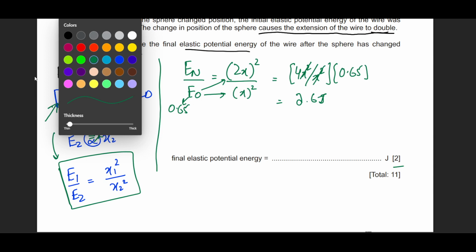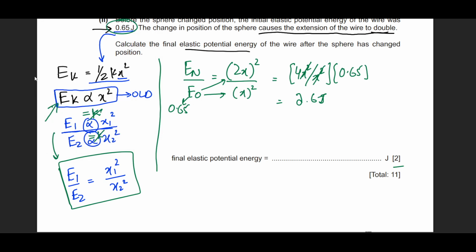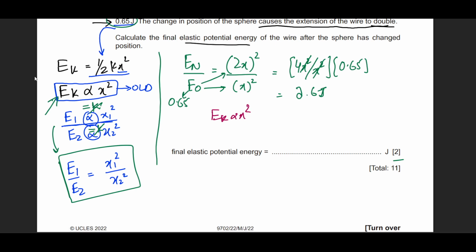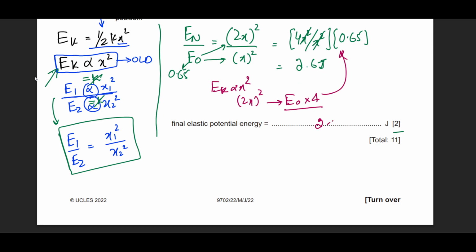A student could have approached it with the ratio method, or at least a logical explanation, that since the elastic potential energy is proportional to the square of the extension, if the extension has doubled, the elastic potential energy would have become 4 times. They could have done the process this way as well, and that would have been acceptable. Okay, so the answer is 2.6. I've explained the maths of it, and I've also explained the logical reasoning behind it.